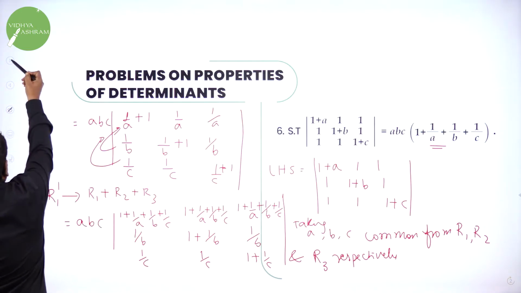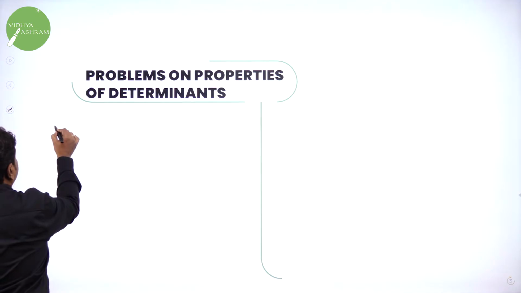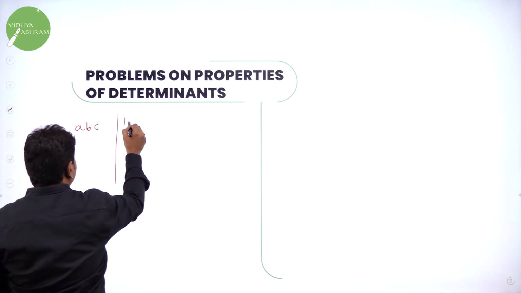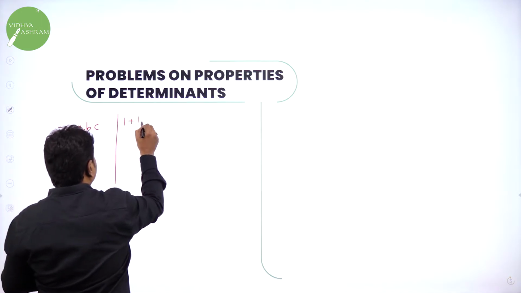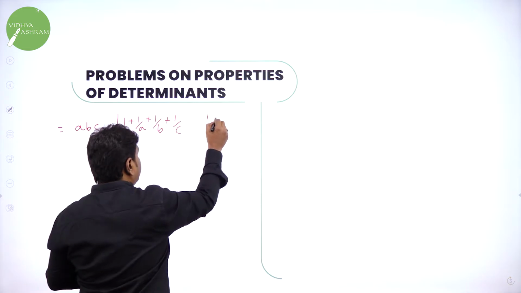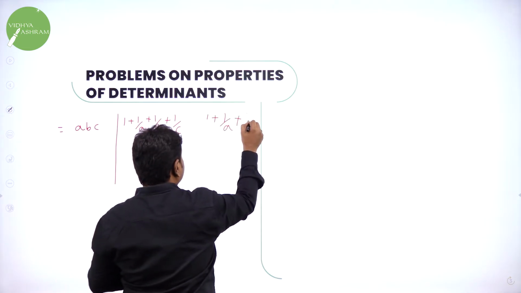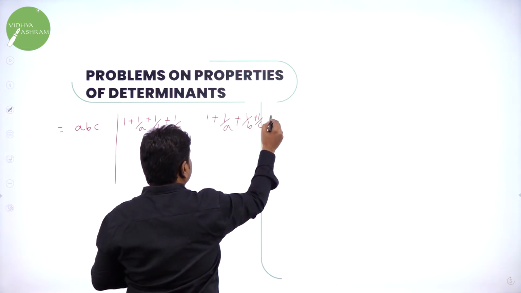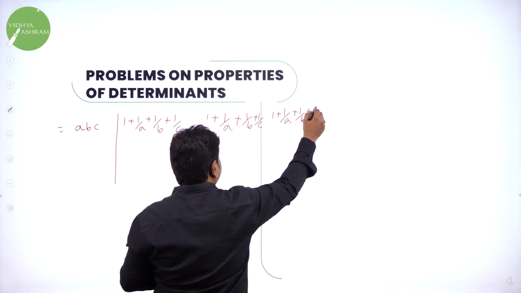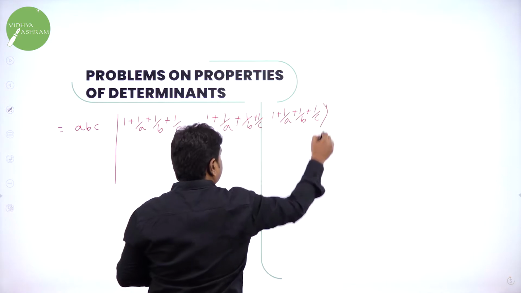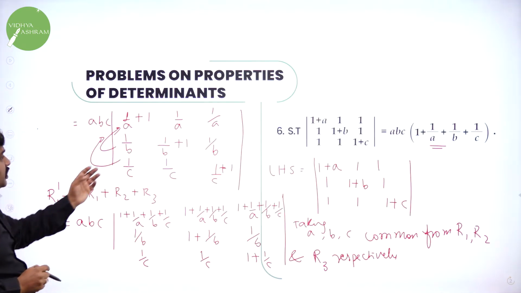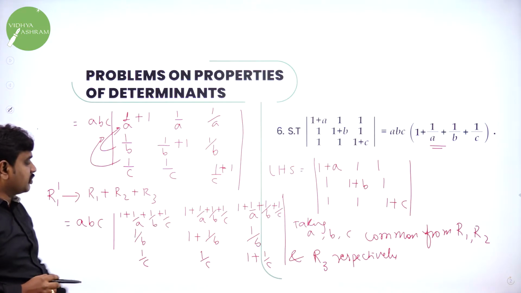Next. So now ABC into the first row, we have 1 plus 1 by A plus 1 by B plus 1 by C. Every element is 1 plus 1 by A plus 1 by B plus 1 by C. The third element is also 1 plus 1 by A plus 1 by B plus 1 by C. So now the second and third rows were different. Observe, the second row: 1 by B, 1 plus 1 by B, 1 by B.